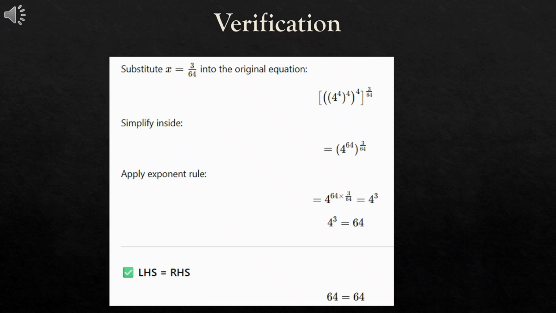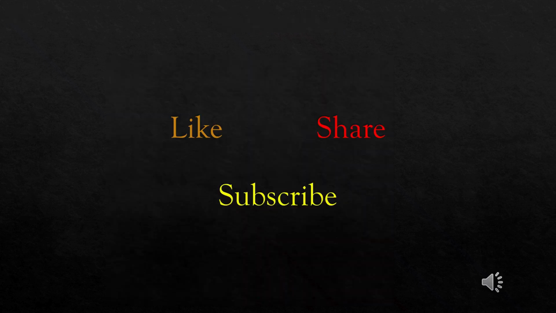Now let's verify the answer by substituting x equals 3 over 64. Multiplying the exponents, the 64 cancels out, leaving 4 raised to 3. 4 raised to 3 equals 64. Left-hand side equals right-hand side. Therefore, the solution is correct and verified.